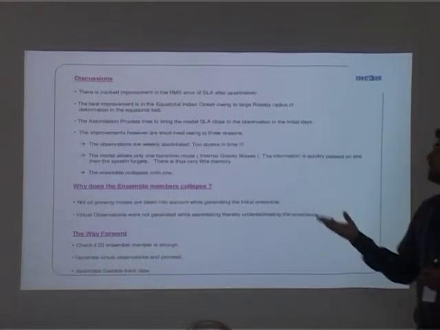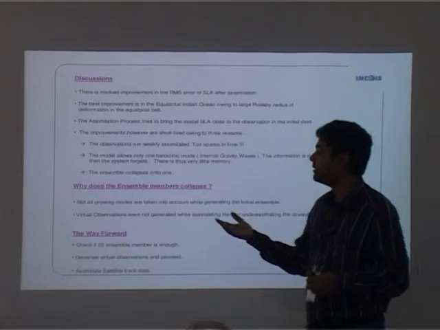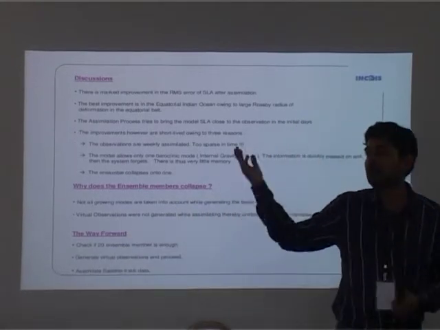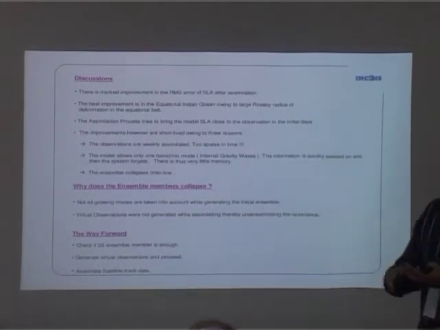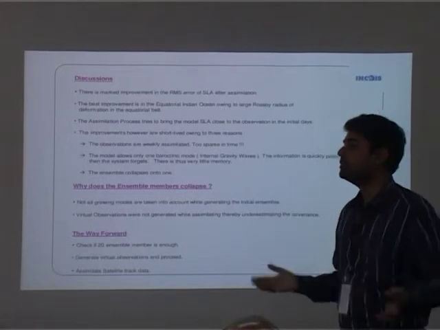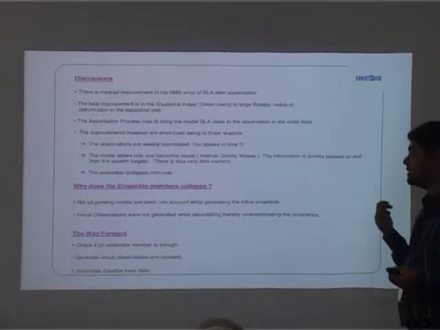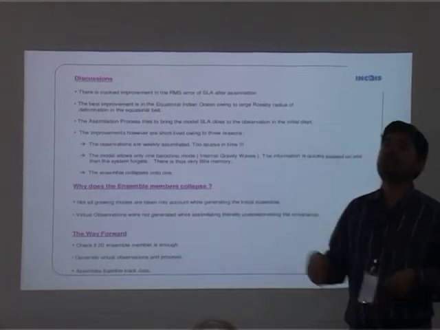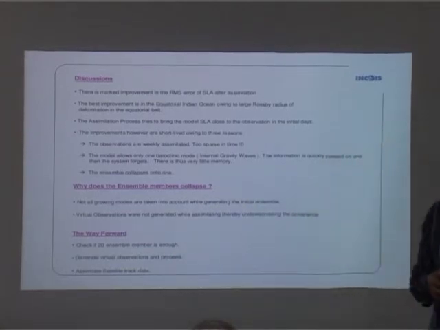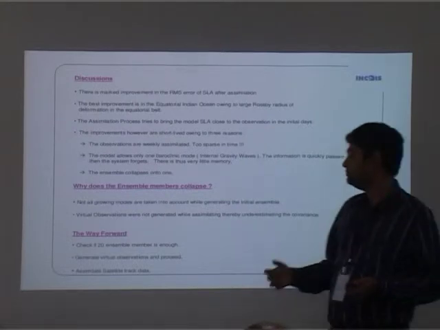Our guess why it collapsed is that the virtual observations were not generated and assimilated for each of the ensemble members. All the ensemble members were taking just one observation. So that shouldn't be the case. Another possibility is that 20 ensemble members may not be enough. So we may need to check that by increasing the ensemble members and seeing whether there is any significant improvement.